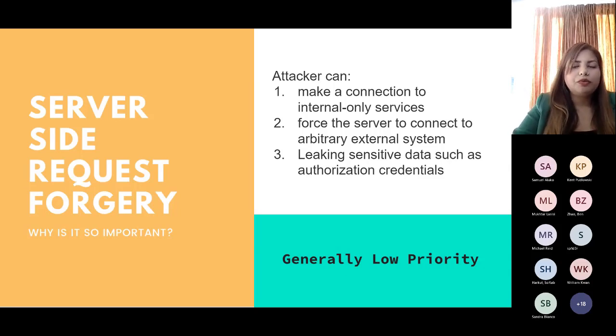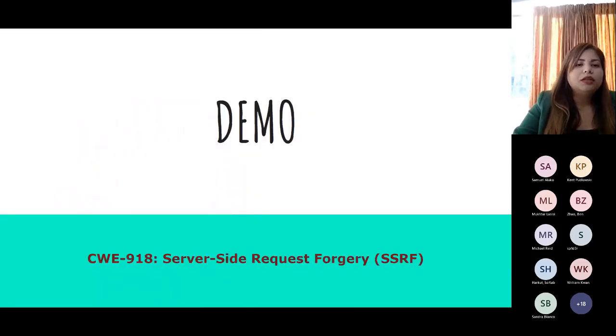So these are some of the random attacks that we have taken from the common weaknesses, the 25 most dangerous web weaknesses, and let's start with it. So I'll again go with the demo of CWE 918. You can look it up on the web.